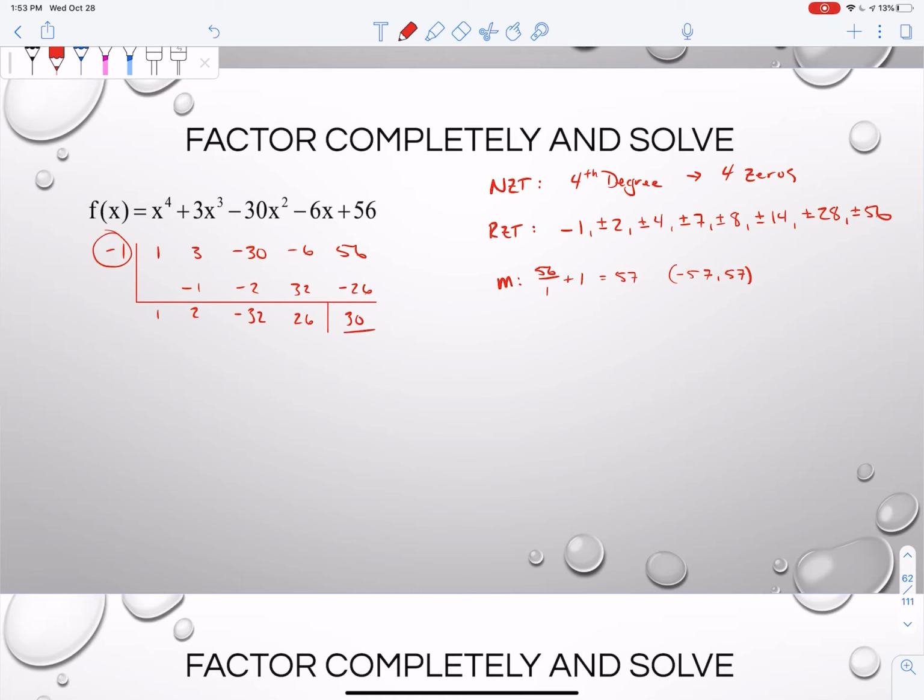Okay, and you're probably saying, well, when the heck are we going to find a 0, right? Sometimes you're going to test multiple values, and sometimes it's going to take a couple of minutes until you find one that works. I'm going to continue on with the positive values here. So let's try 4, right? I'm going to use the 4, so I'm going to bring down the 1. I'm going to multiply. I'm going to add.